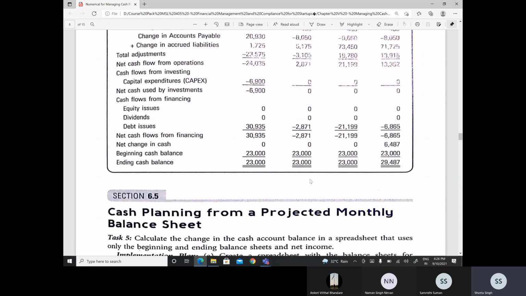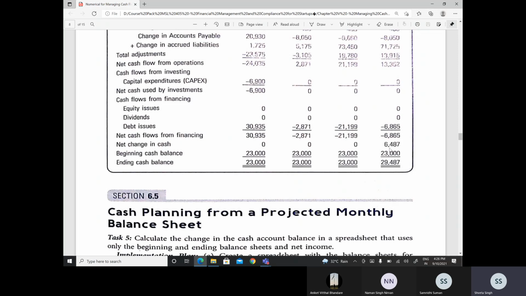From financing, we don't have any equity, we don't have any dividend payments, but we have paid money for the loan that we had taken, so that is minus 2,871. Okay, this again cancels out the amount that was falling short. Basically, all the cash flow from operations has been used to retire our debt. Hence, there is no net change in cash, and we again end up with the same cash balance. Similarly, you do this for the other 2 months also.